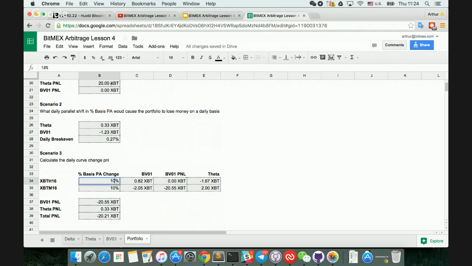Now remember, let's assume a parallel shift. Even at a parallel shift of 10%, we're still losing money. If we do want to put on a mark-to-market curve trade, i.e.